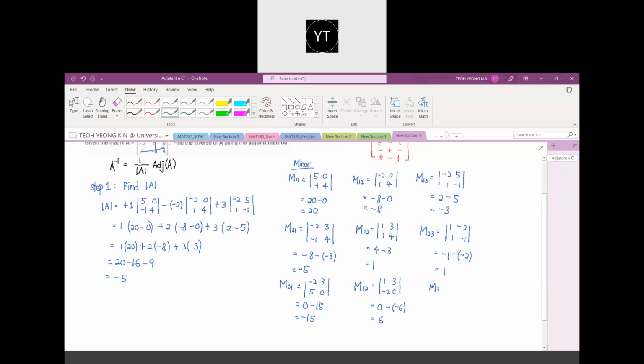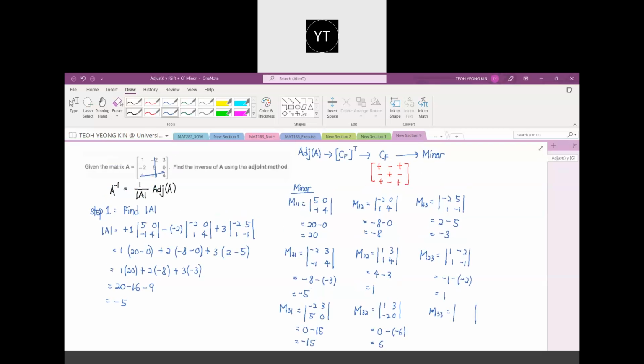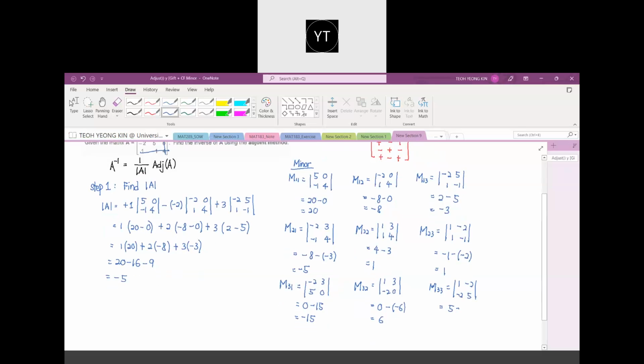Finally, M33. The last one, M33. Third column, third row. 1, negative 2, 1, negative 2, and then negative 2 and 5. So here we have 1 times 5, 5. Minus 2, negative 2 times negative 2 will become positive 4. So 5 minus 4 is 1. So this is our minor.